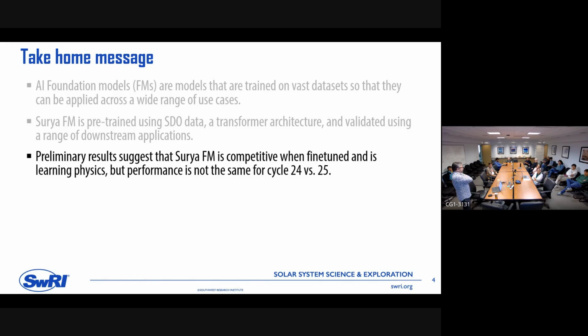Now, our preliminary results on what people call zero shot, so without fine tuning or doing anything else to the model, show that Surya is competitive when fine tuned for these downstream applications that we chose. And there is really, to me, compelling evidence that there is the ability for these models to learn physics in an empirical way. But we are finding that we don't have the same results when we use Solar Cycle 24, which is where we trained, and we validate on Solar Cycle 25, which we didn't include in our training.